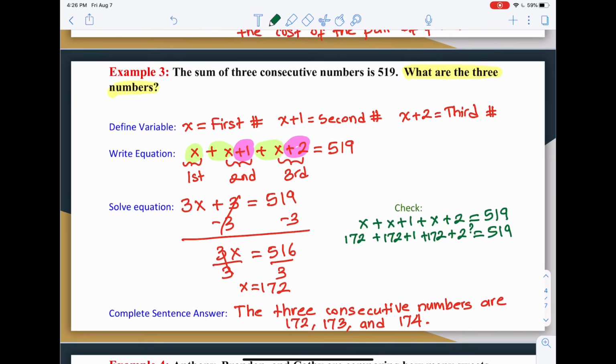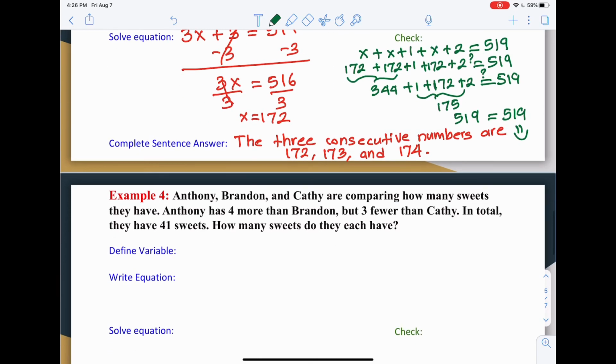172 plus 172 will be 344, plus 1 plus 172 plus 2. This part will be 175. And then when we add 344 plus 175, we will get 519. So yes, we got it right. Great job. Okay, let's move on to the next question.